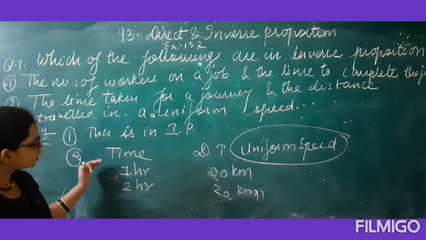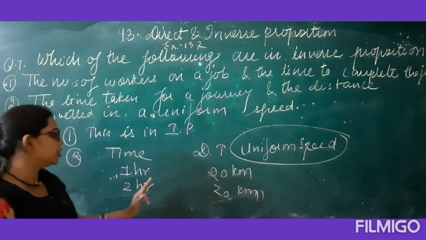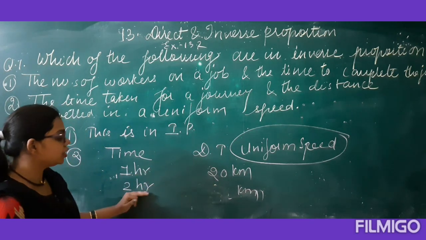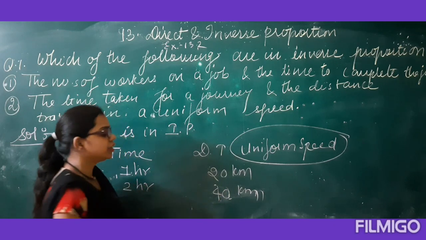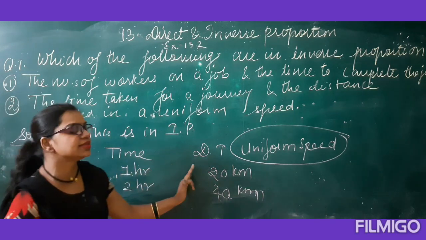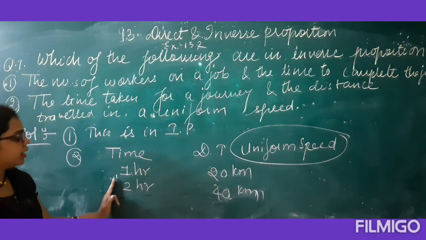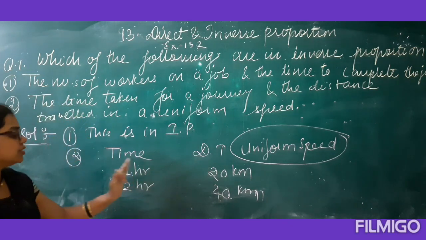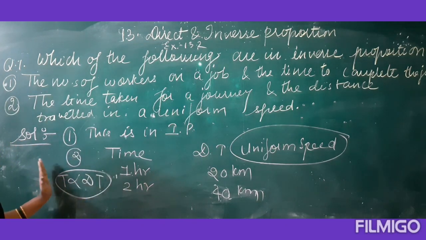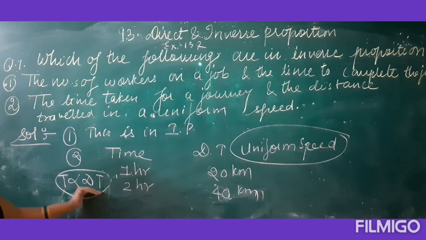Means if time is increasing, the distance is also increasing. Sorry, here it will be 40 only. In 1 hour it is 20 kilometers, in 2 hours it is 40 kilometers. Because the time is increasing, the distance is increasing. If the number of hours increases again, the distance will again increase. So what is the relation here? Time is directly proportional to distance travelled. If you increase the time, the distance will increase; if you decrease the time, the distance will decrease. So this is directly proportional.